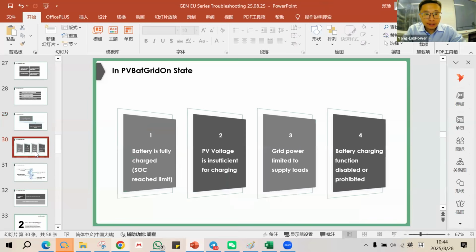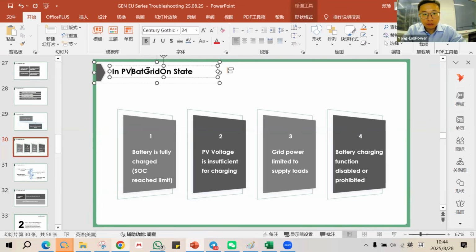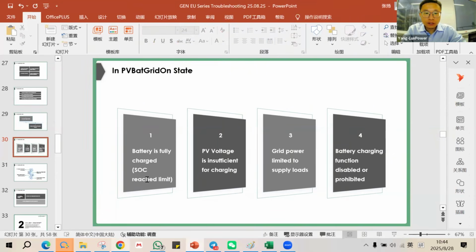And the next is a very common status. It means PV battery grid on. That means the PV is okay, the battery is okay, the grid is connected and also okay. In this case, if it doesn't charge, maybe the battery is full, the voltage is not good for PV, the power is limited, or the BMS rejects everything. So for most charging issues, you need first of all to make sure these four cases are not the reasons. And if that also works out, you can contact us.